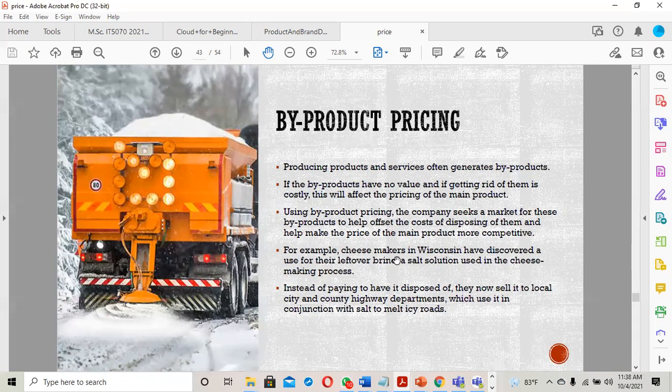Okay, now for example here, cheesemakers in Wisconsin have discovered a use for their leftover brine, a salt solution used in the cheese making process. Instead of paying to have it disposed of, they now sell it to local city and county highway departments, which use it in conjunction with salt to melt icy roads.